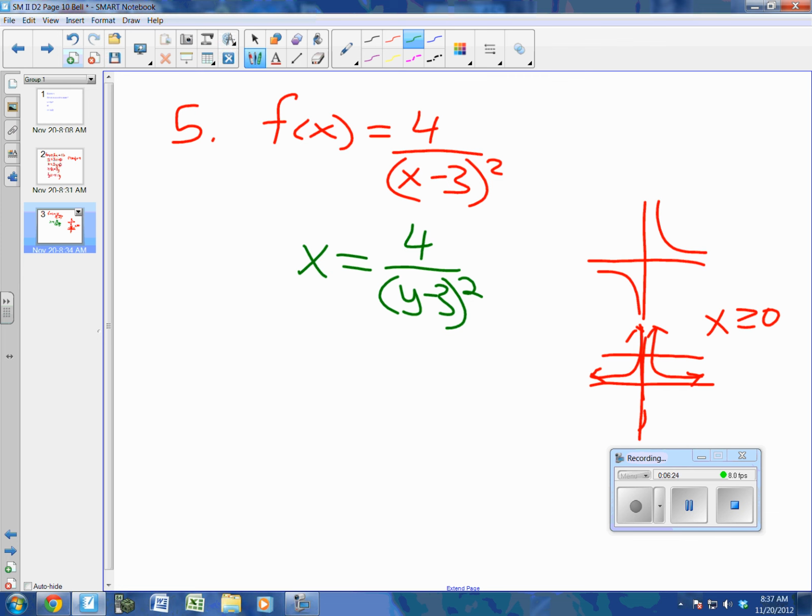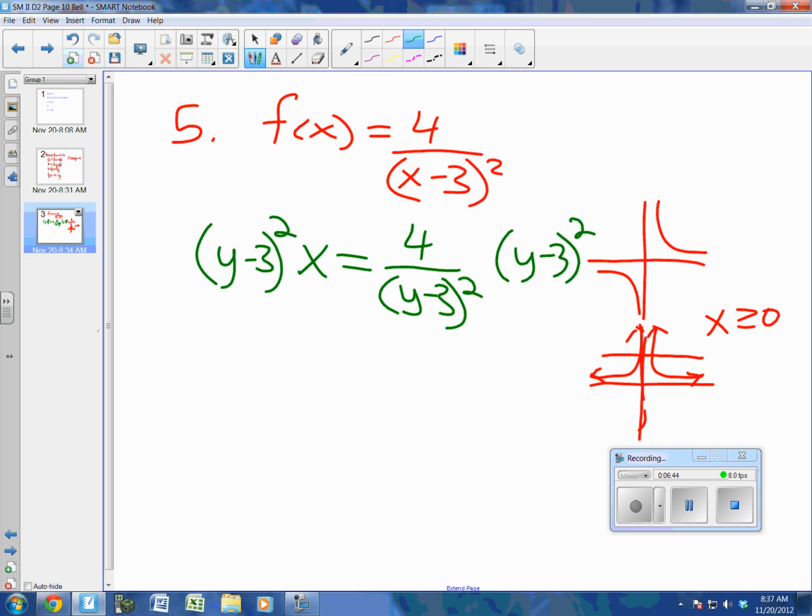Okay, then I have to solve it for y. This is where you guys got in trouble, right? This is where it made it harder. Some of you guys came and asked me questions, and you got it now. But what do you do? Those of you who asked me questions, what do you do to both sides? Okay, you times both sides by y minus 3 squared. Why do you do that?